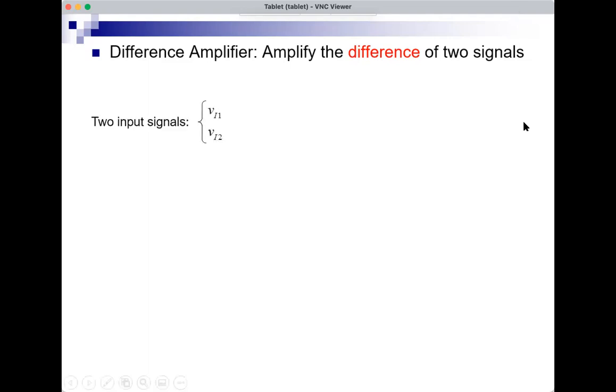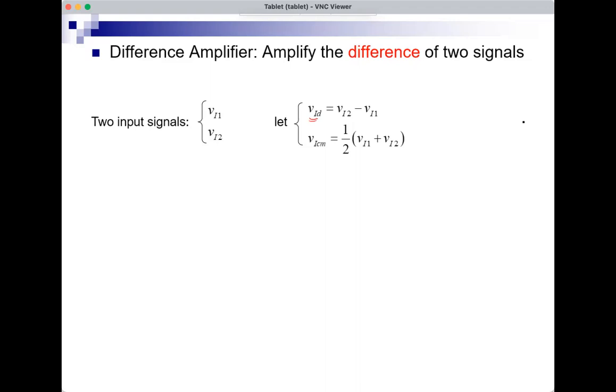So I have two input signals, and I want to build an amplifier that amplifies the difference of these two input signals. So I call them VI1 and VI2. And I want the output to be some gain times VI1 minus VI2, or VI2 minus VI1. Since I'm interested in the difference, I will define this difference. I will call it VID. So VI2 minus VI1, this is the quantity that I want to amplify. I'll call it VID.